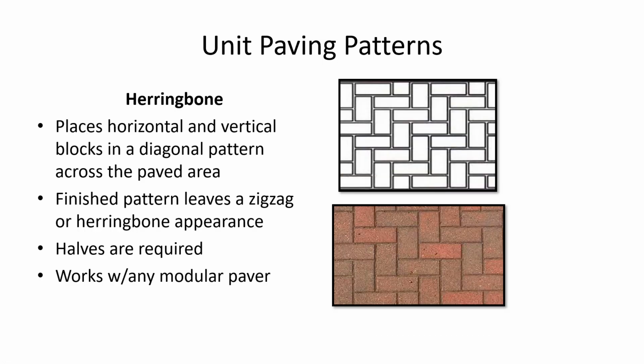Herringbone, old school, the fancy stuff right here. Places horizontal and vertical blocks in a diagonal pattern across the paved area. The finished pattern leaves a zigzag or herringbone appearance. Halves are required. You've got to cut them, and it works with any modular paver, including concrete and brick.